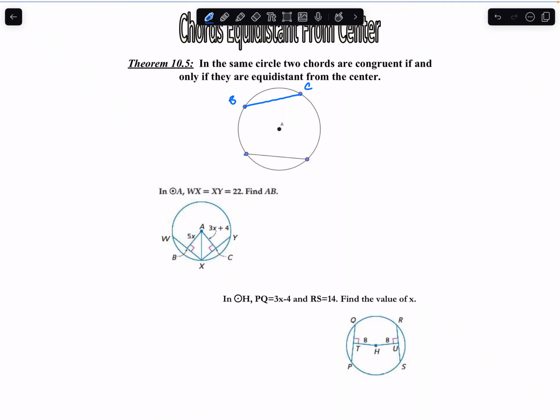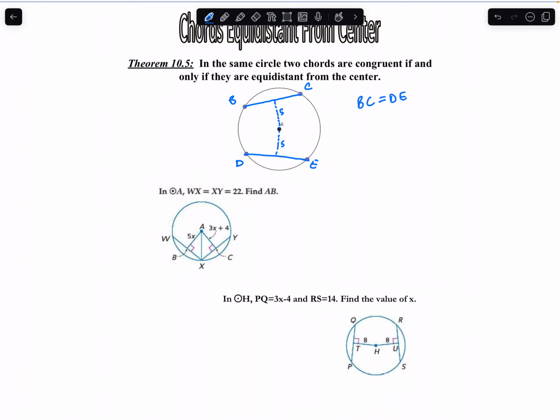And I have another chord over here called DE. If both chords are the same distance from the center, let's say that this distance here, that length is 5, and this length is 5. Then that means that the segment BC is going to be equal to the segment DE.